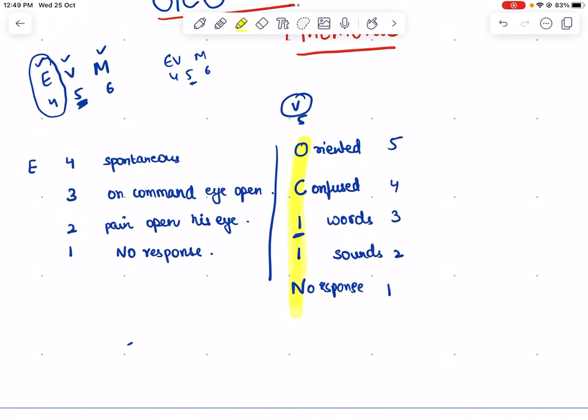Okay. So O stands for oriented, C stands for confused, I stands for inappropriate words, and I for inappropriate sounds, and then there is no response.